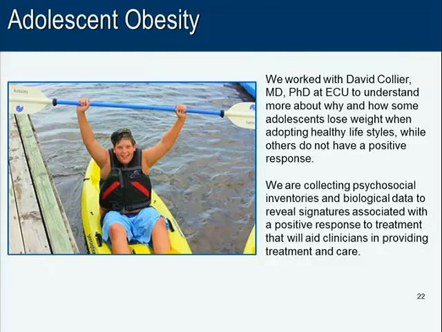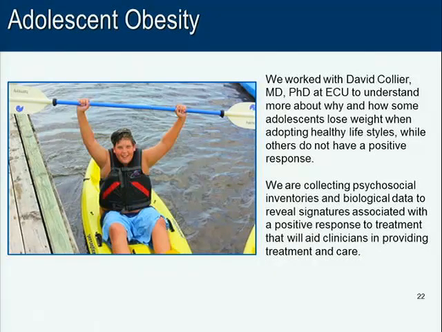This is some work we're doing with David Collier at East Carolina University. His interest is to understand more about why and how some adolescents lose weight when they're in healthy lifestyle programs and other adolescents don't. So the adolescents that he works with have extreme BMIs. And in this particular study that I'm going to show the results for, I think everybody had a BMI over 60. And about half the adolescents who enter their healthy lifestyle camp lose weight, and the other half don't. And the half that don't lose weight are sort of demoralized by that process.